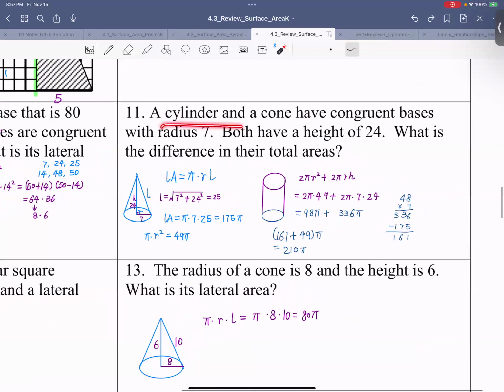Number 11. Draw a cone. Draw a cylinder. Draw it and write down the lateral surface and total surface. Lateral surface, total surface, and calculate their surface difference. Go.